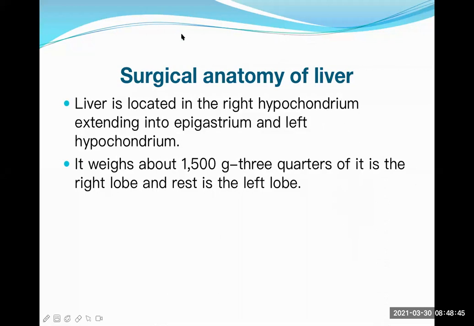The liver is located mainly in the right hypochondrium, but it also extends up to the left hypochondrium because it is a bigger organ. Especially the left lobe of the liver may reach up to the left hypochondrium. Look at the weight of the liver, around 1500 gram. It is mainly divided into two lobes, right and left. The right lobe is almost 3/4 of the liver, meaning the right is much bigger than the left.